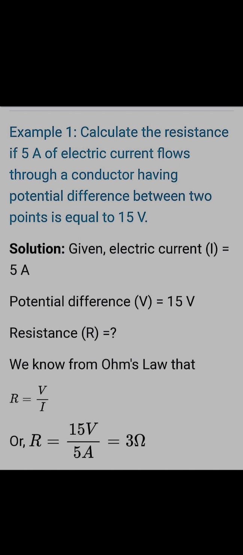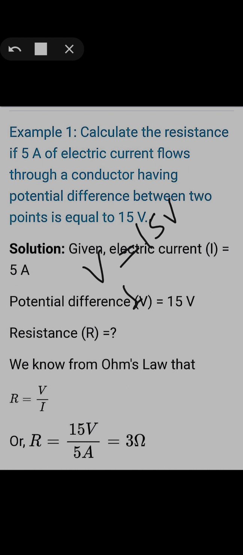The first question: calculate the resistance if a 5 ampere electric current flows through a conductor, with a potential difference between the two points. What that means? Potential means V, we are talking about VA minus VB, or V, it is given as 15 volt. If we talk about the current, then I is given as 5 ampere, and it is given that we calculate the resistance. I know that by the Ohm's law, V is equals to IR.